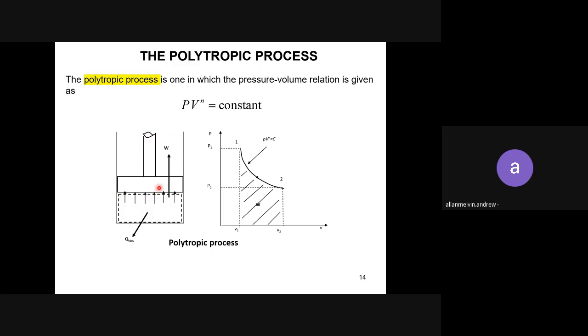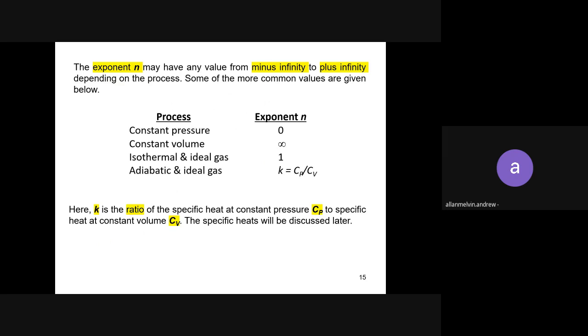So in this case, the heat energy is lost and work is done by the system. Okay, so this is the relation. So you know the boundary work done is the area under the curve. So the curve is PV to power of n equals constant. And the value of n, the exponent n. Okay, so we have a few indications. So we have a value from minus infinity to plus infinity, depending on the process.